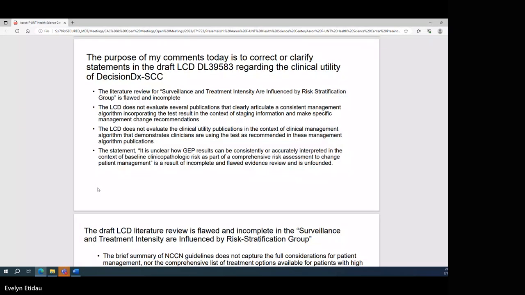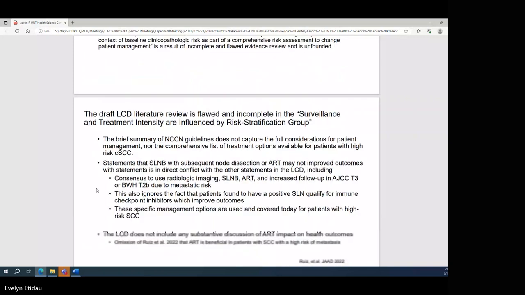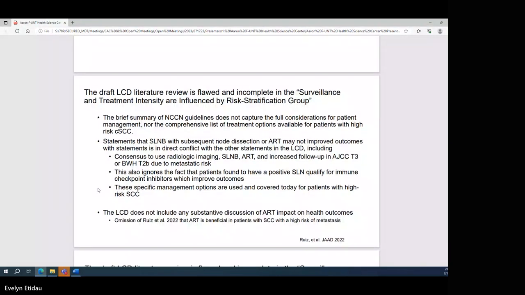Slide 3, please. This next slide continues with additional limitations in the same proposed LCD section. In this section, there is a brief summary of NCCN guidelines that doesn't capture the full range of management considerations for patients with high-risk squamous cell. A doctor's metastatic risk assessment informs a broad range of management changes for these patients with high-risk or very high-risk factors.